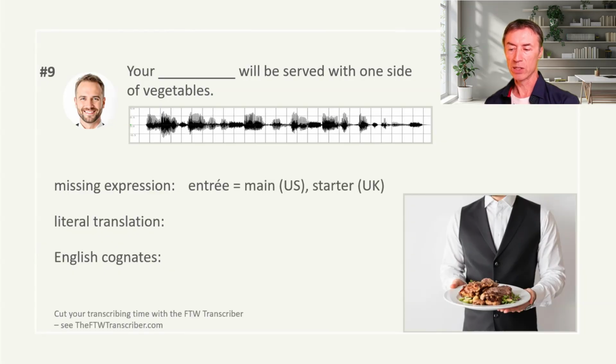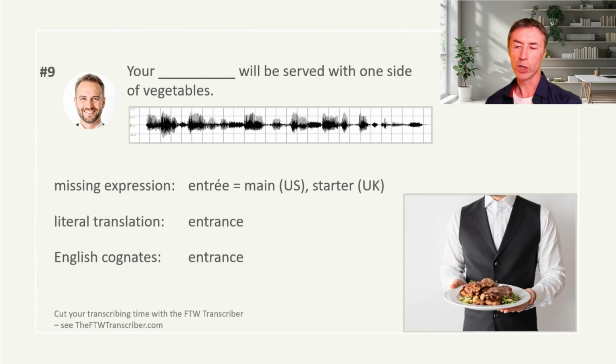Now, in America that means the main dish, but in Britain and France it means a starter. So the meaning has evolved in America for quite interesting reasons, but if you want to know, you'll have to Google it. It's too long to explain here. Literal translation of entree is entrance, because it's the thing that you enter the meal with. English cognates, it's obvious. Entrance, the same.